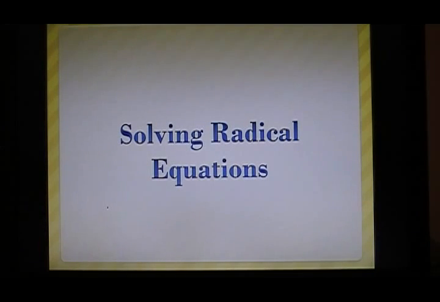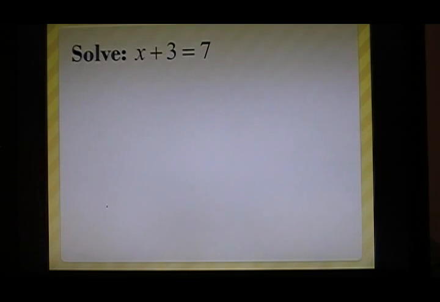So now that we've been working with radicals, we can start talking about solving radical equations, or equations that have roots in them. Before we do that, I want to talk about, again, the principles of solving. This is day one algebra; you're used to solving this.